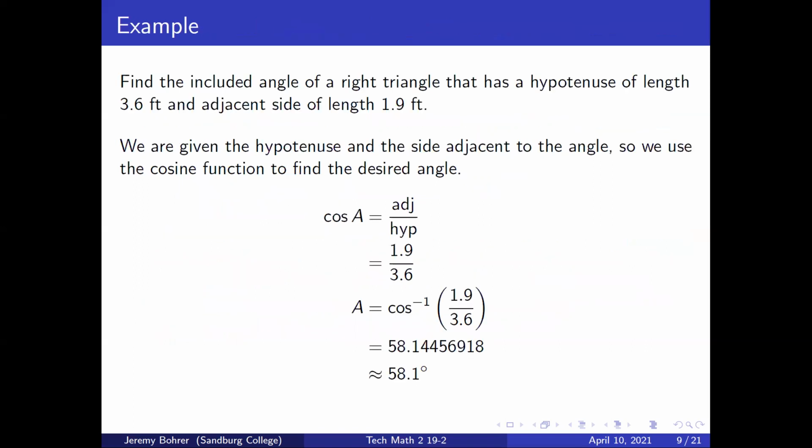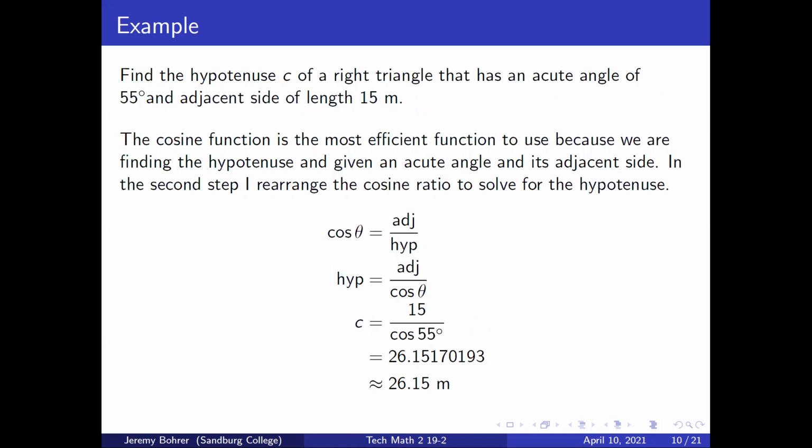For example, find the included angle of a right triangle that has a hypotenuse of length 3.6 feet and adjacent side of length 1.9 feet. We are given the hypotenuse and the side adjacent to the angle, so we use the cosine function to find the desired angle. The cosine of A is equal to the adjacent side over the hypotenuse, which is equal to 1.9 over 3.6. So A is equal to inverse cosine of 1.9 over 3.6, which is 58.14456918, or 58.1 degrees approximately.